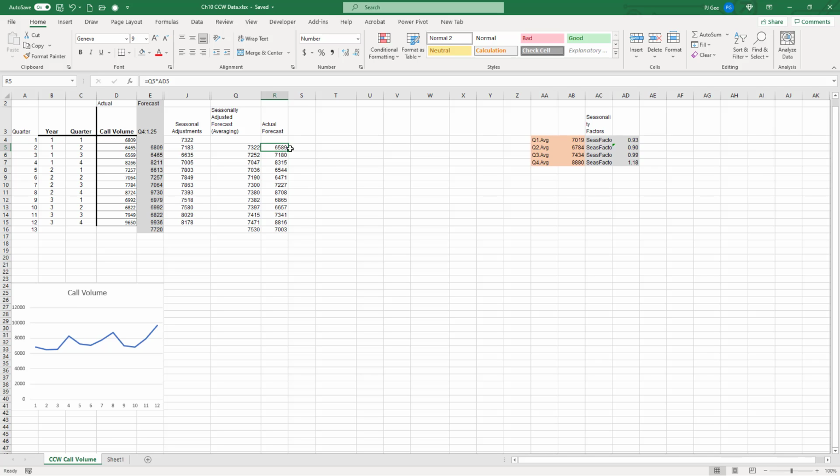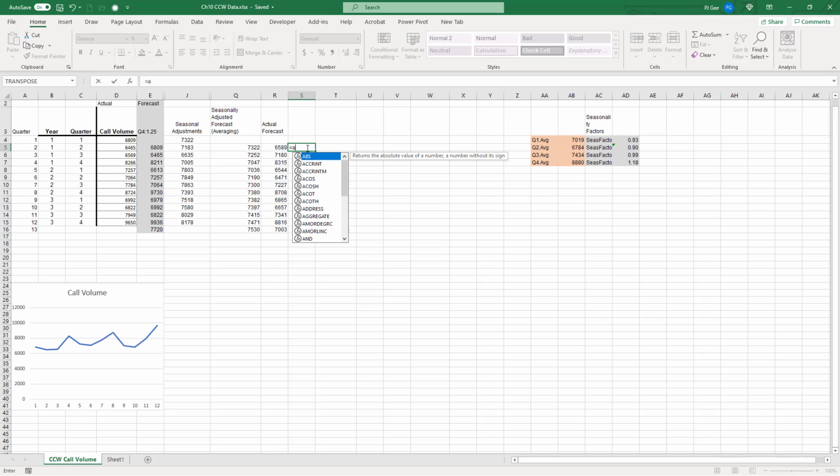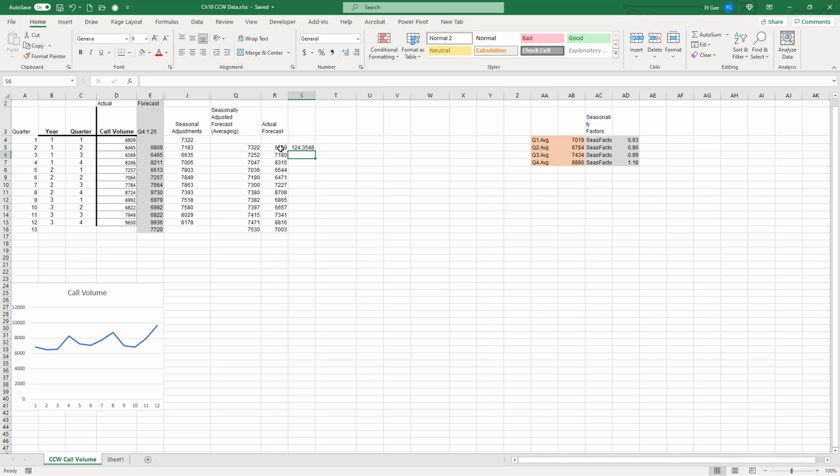Okay, so now what do we do? Well, we can go back with our data and we can look at the errors now. So now we're going to look at the absolute error, because we need the absolute error for the MAD, right? Because it's the mean absolute deviation. Okay, so it's going to be the absolute value of the actual minus the forecast. I think that's what they've got there.